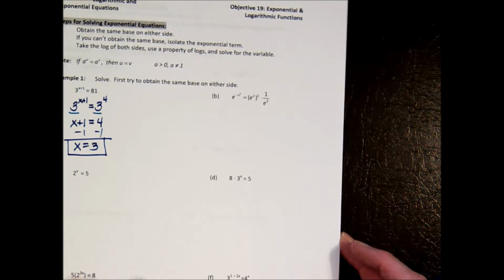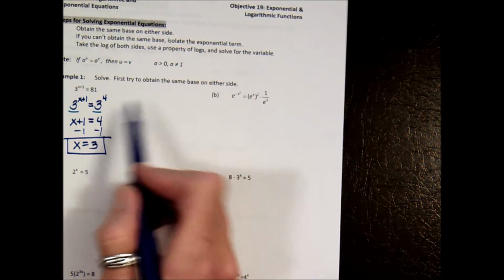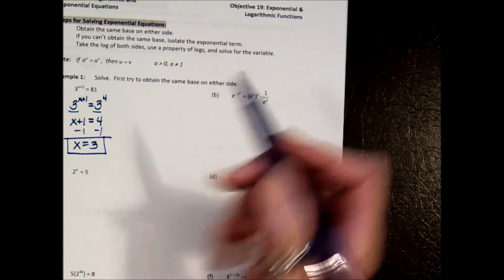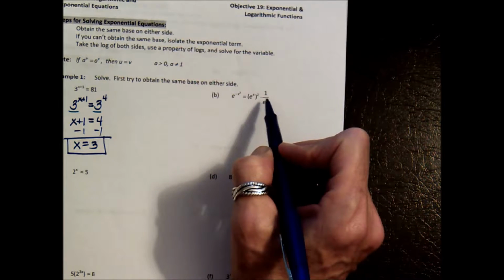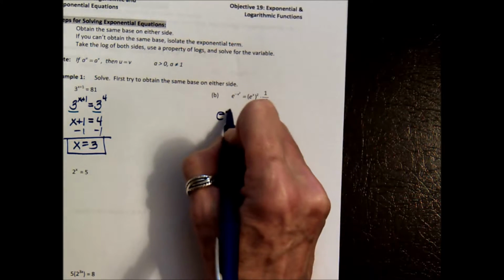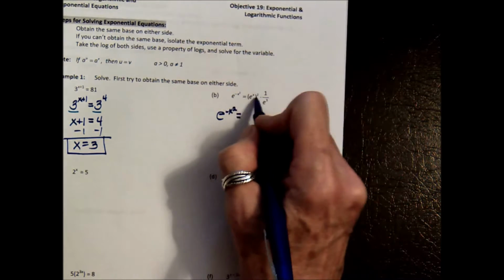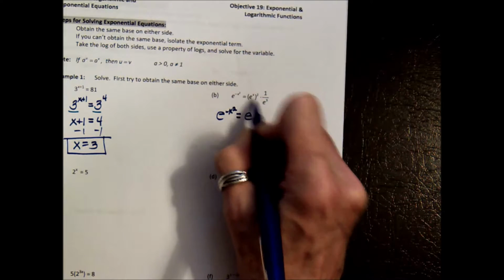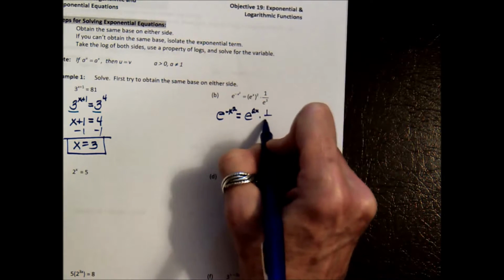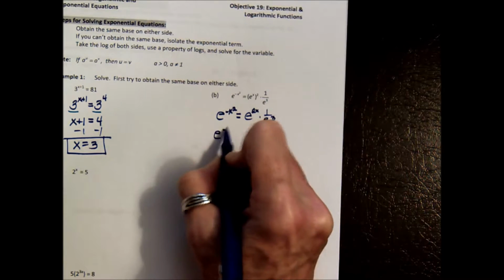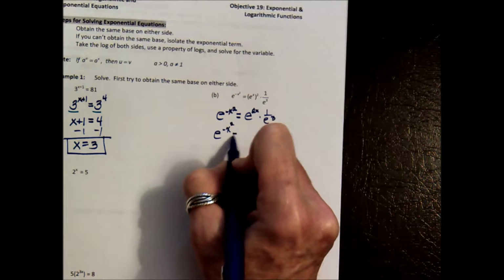Next one is a little trickier. I have e to the negative x squared equals e to the x to the second times 1 over e cubed. So how are we going to get just two separate e's on each side with the bases the same? Well, I need to do some simplifying over here. This first one is fine. So I've got e to the negative x squared equals, first thing I can do here is use my exponent rules. That's e to the 2x times 1 over e cubed.